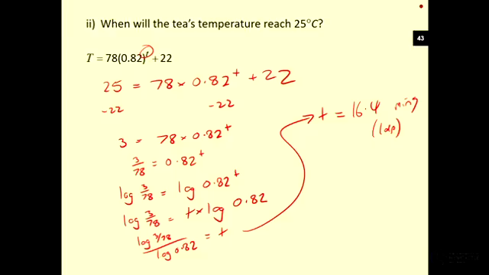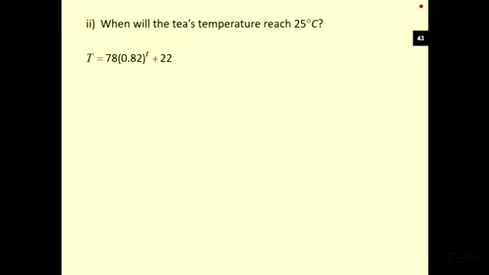It takes 16.4 minutes to get down to 25 degrees Celsius. Same, just the minor twist of the plus 22, but we're on top of it. And again, the minutes. Don't forget to stick whatever the units were. Go check the question again. Put the units in. Next one.